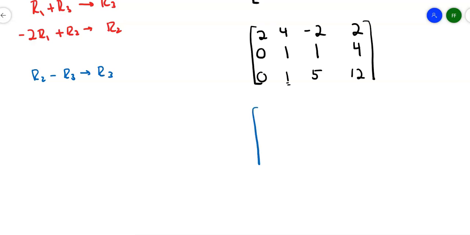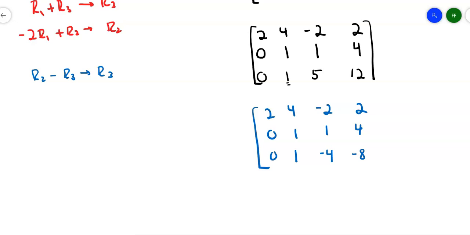All right, so I keep my top row. I've got a 2, 4, negative 2, 2. I keep the middle row 0, 1, 1, 4. And now 0 minus 0 is 0. 1 minus 1 is 0. 1 minus 5 is negative 4. 4 minus 12 is negative 8.